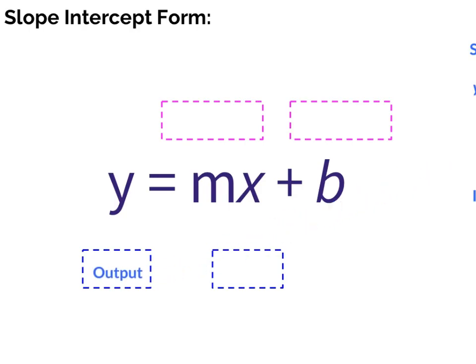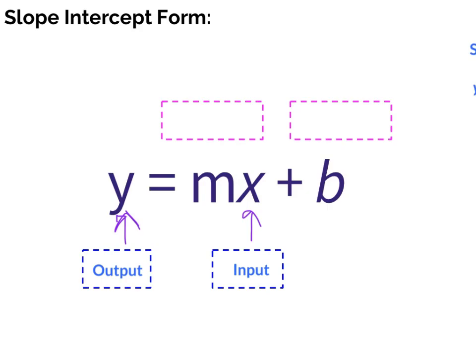So we know that y is the output. That's nothing new to us. We've learned that before. So y is our output. We know that x is our input. We know that as well. So those are the things that we know: y is our output, x is our input.